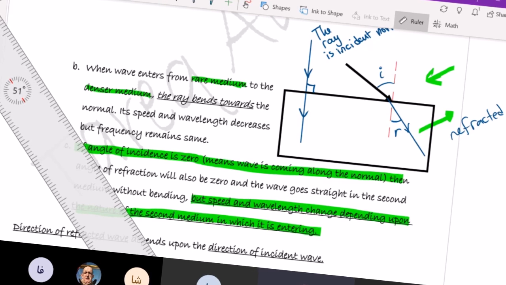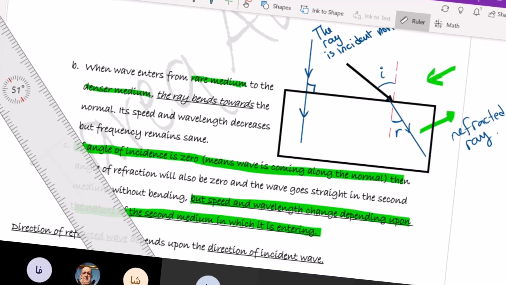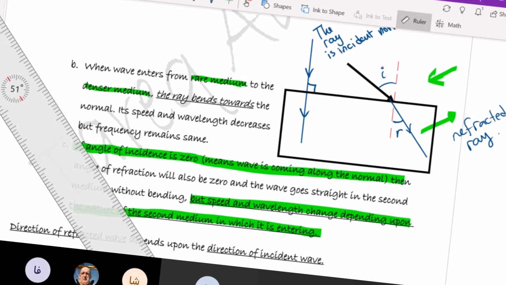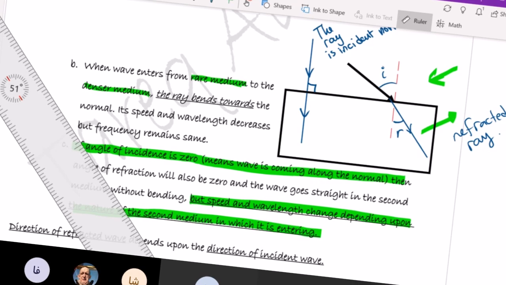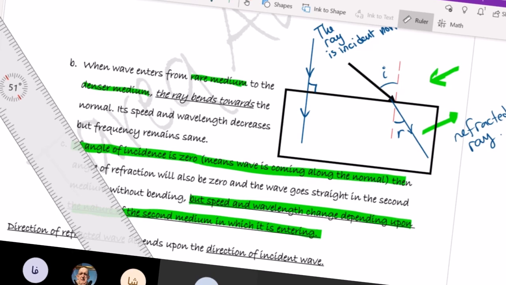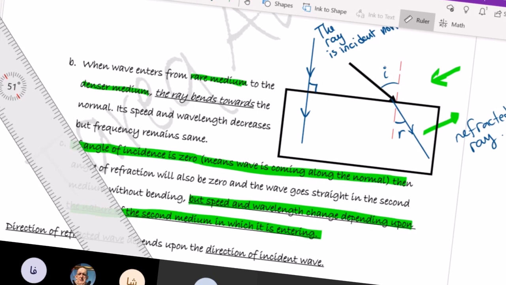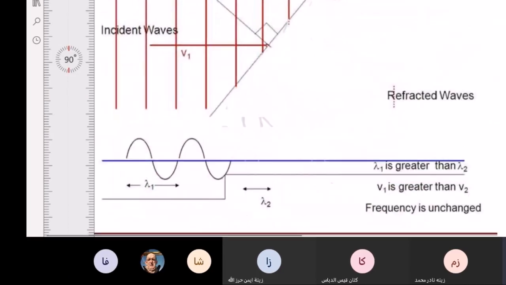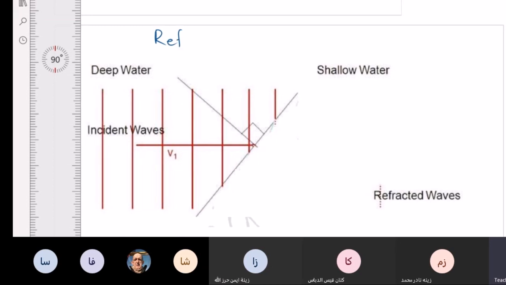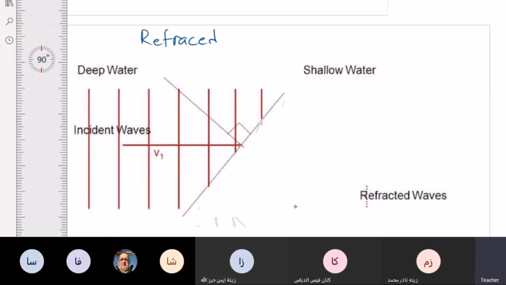How do we know the angle? Now we will see how to deal with the angle. Sometimes you are asked to draw it without an angle. So you just have to show the examiner that the ray bends towards the normal. If you are given the angle, you have to use the given angle. Okay, this part we talked about refracted waves.